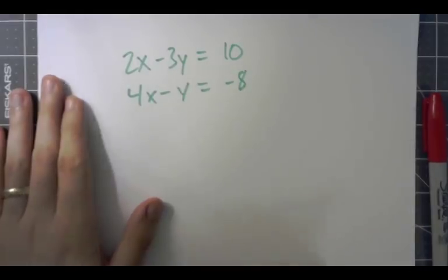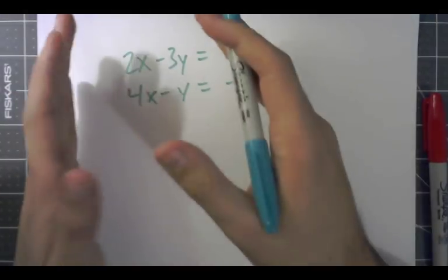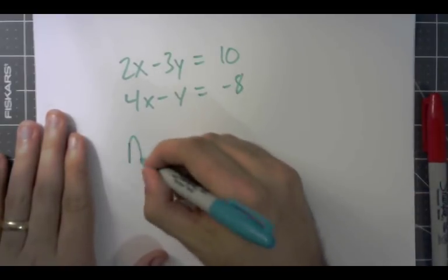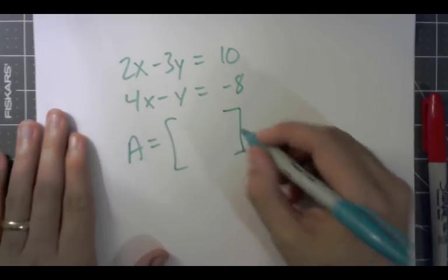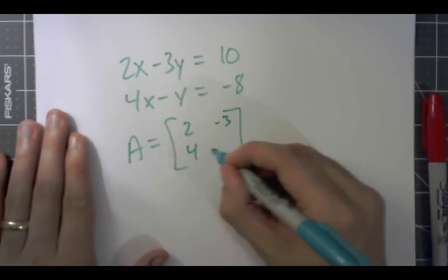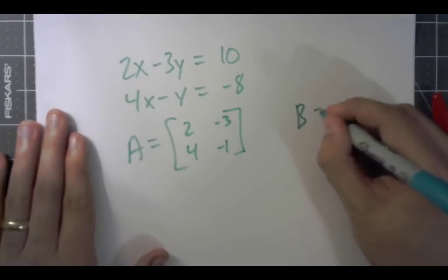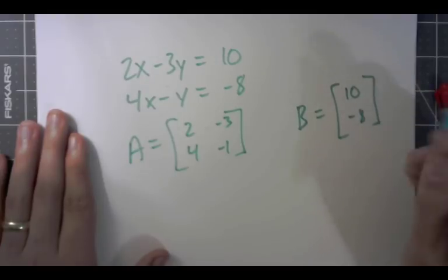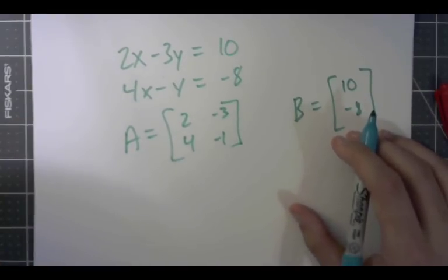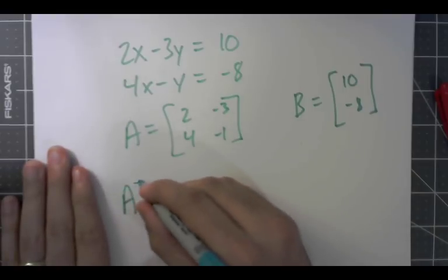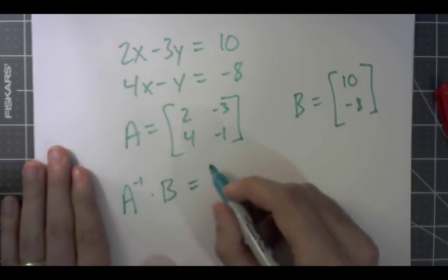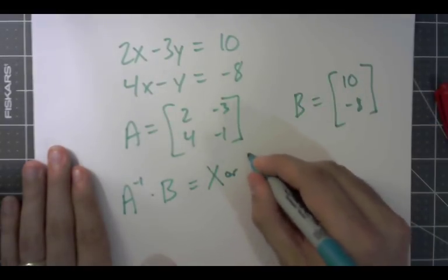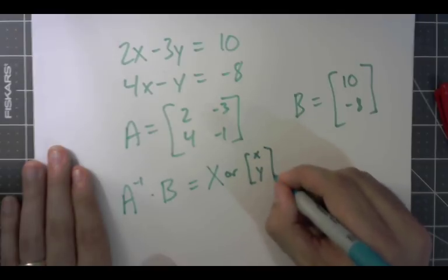So we could do a couple things. We could manipulate these into y equals. We could substitute. We could eliminate. But we're going to use matrices. So I have my A matrix, which is going to be my coefficients, 2, -3, 4, and -1. And then my B matrix, which is going to be the stuff on this side of the equation, 10, -8. We have a formula we're going to use, and that's A inverse times B, which gives me what's called my X matrix. That's just going to tell us what our coordinates are, or x, comma y.